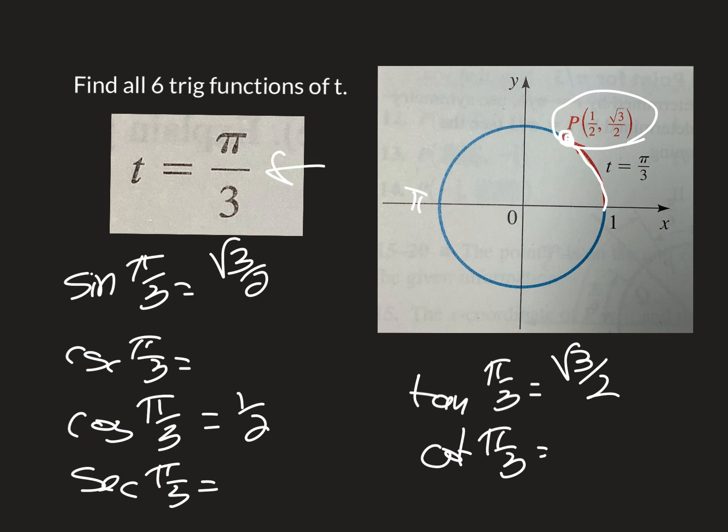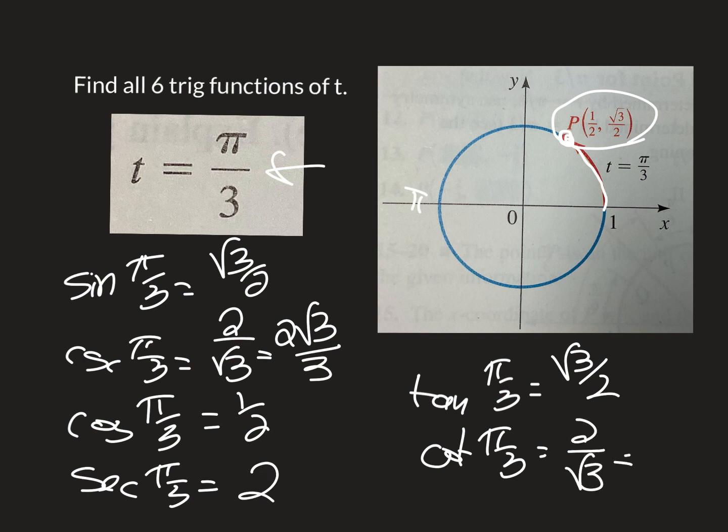Cosecant of pi over 3 is the reciprocal of the sine, where you just move the radical to the top, take it out on the bottom. Secant is the reciprocal of cosine. Cotangent is the reciprocal of tangent, which would look like this, and then rationalize.